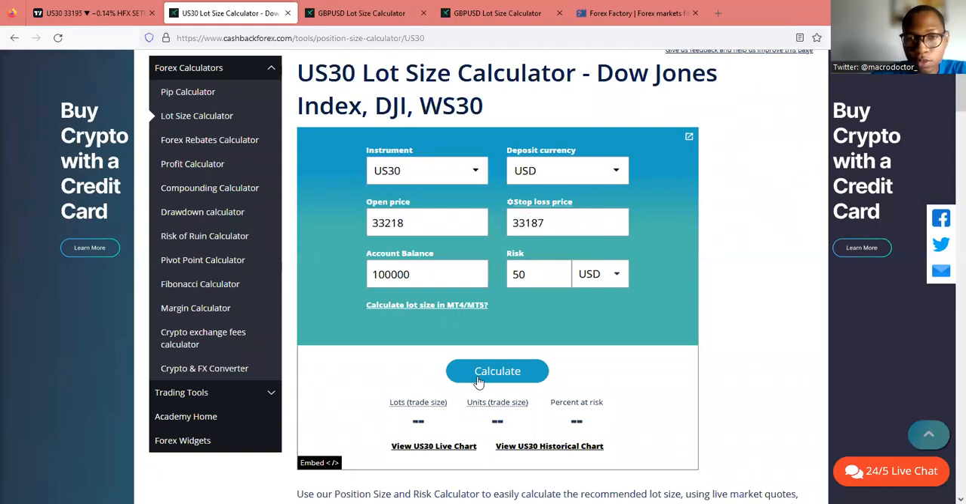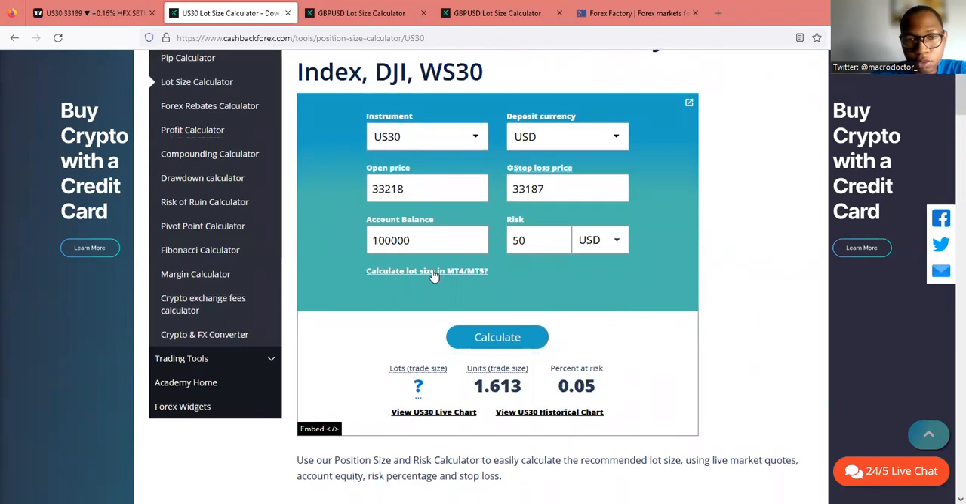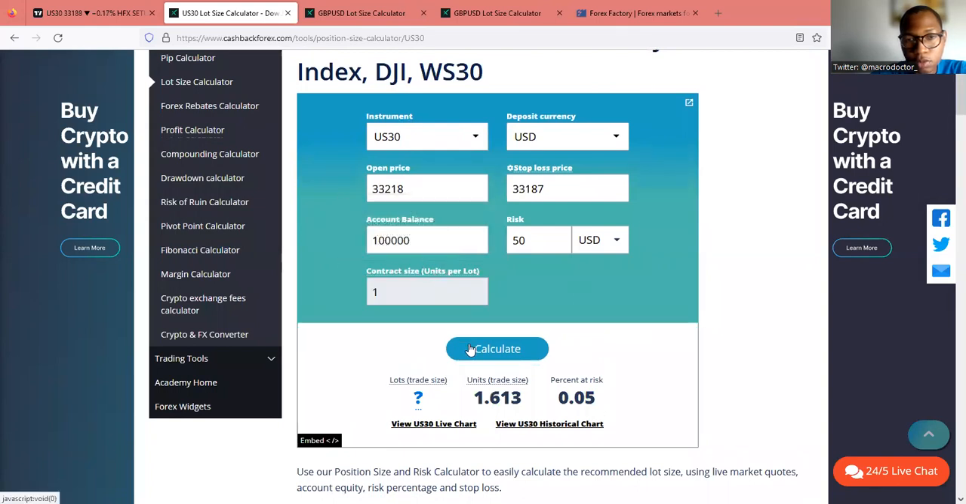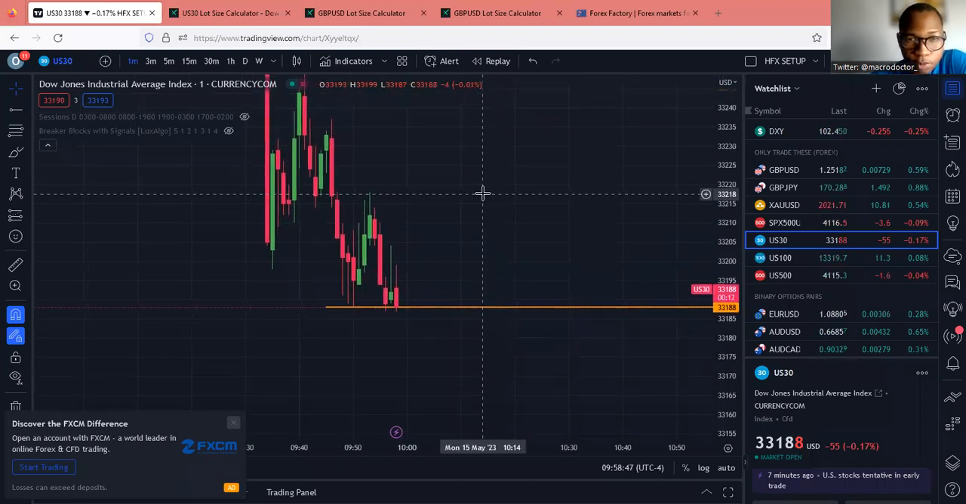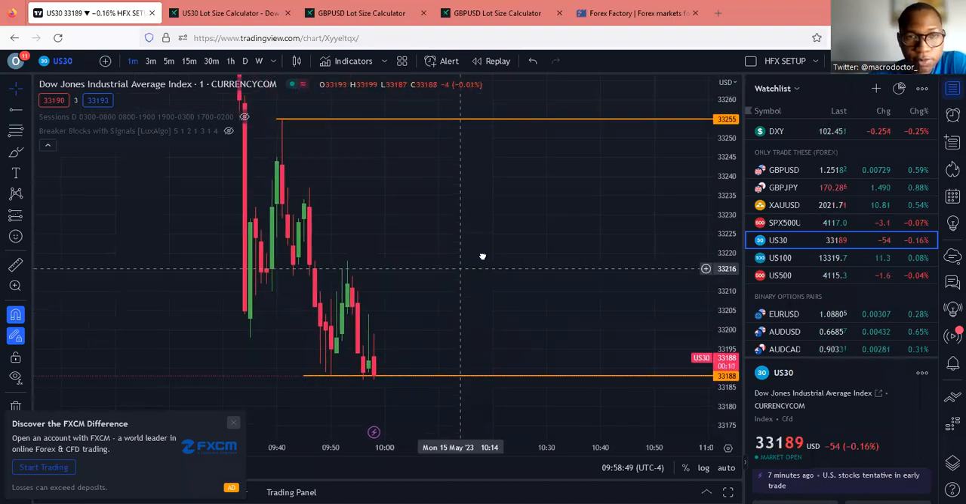33187. So to calculate that, how many dollars now? So my lot size I'm going to use is 1.6. Okay. So we just keep watching price at this point.